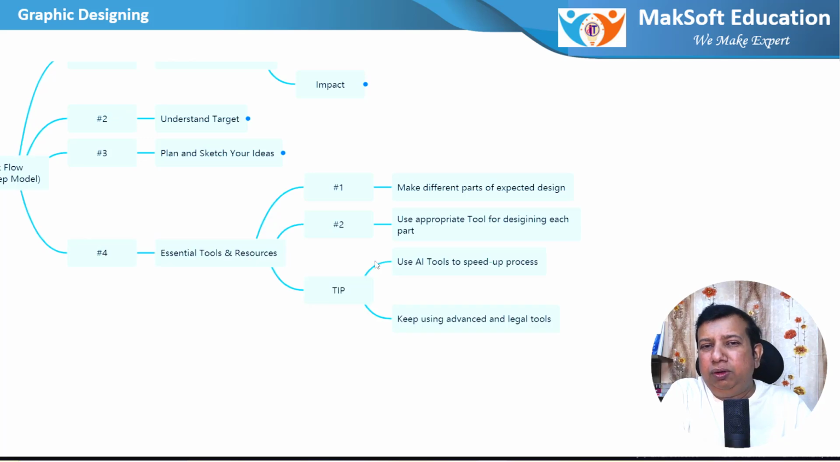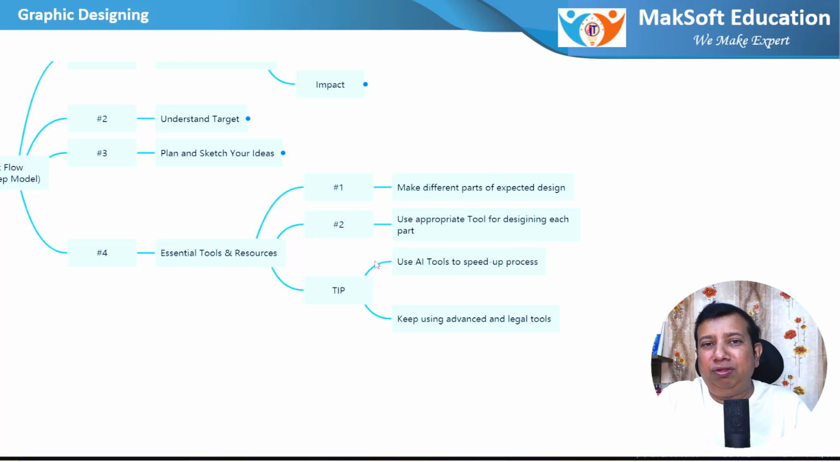So here I'm going to give one more tip. Now try to use AI tools to speed up the process. Lot of AI tools are available in the market. By using those AI tools, you can speed up your process. For example, if you want to create a background for a particular thumbnail and you want a car moving in the background, you can create such kind of background by using an AI based tool, and that AI tool will generate this in a fraction of a second.